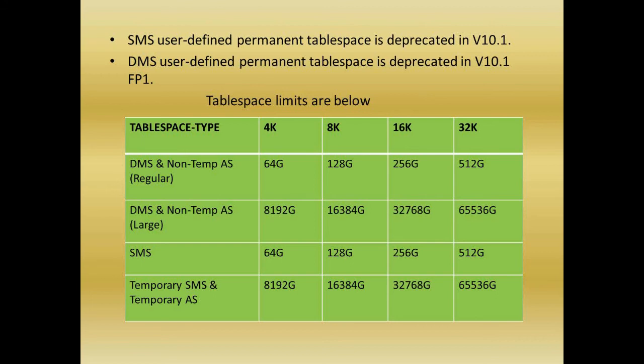And you can see on my screen the tablespace limits that are shown. For SMS and non-temporary, it remains the same: 64 GB for 4K, 128 for 8K, 256 for 16K, and 512 for 32K. For DMS non-temporary, it's 8192 GB for 4K, 16,384 GB for 8K, 32,768 GB for 16K, whereas for 32K, it's 65,536 GB.